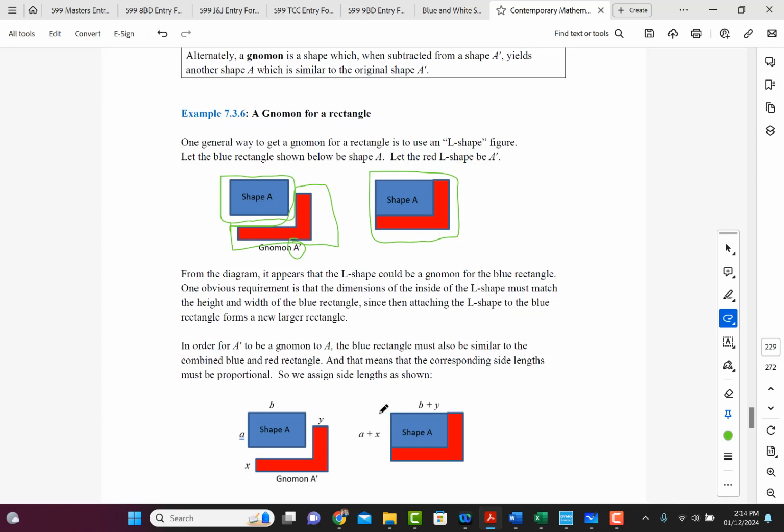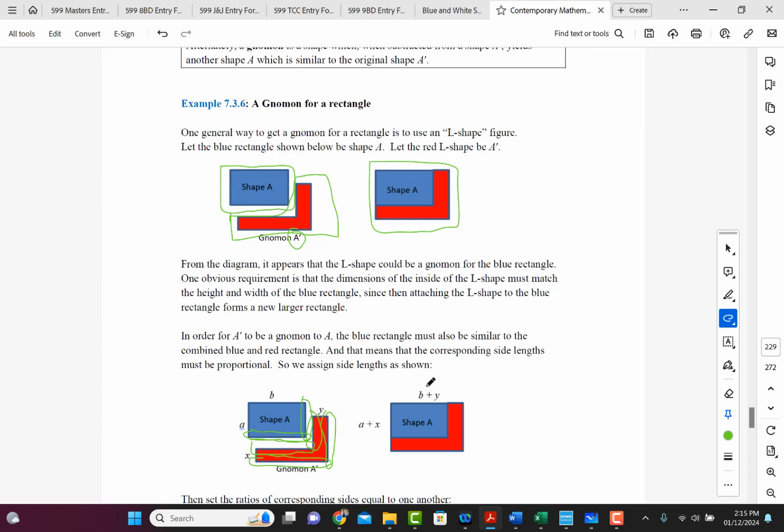So we align the lengths as shown. In other words, this length here and this length here have to match the corresponding lengths of the blue rectangle. But this length here and this length here on the nomen must be proportional to the corresponding lengths of the blue rectangle. That's what we're saying.